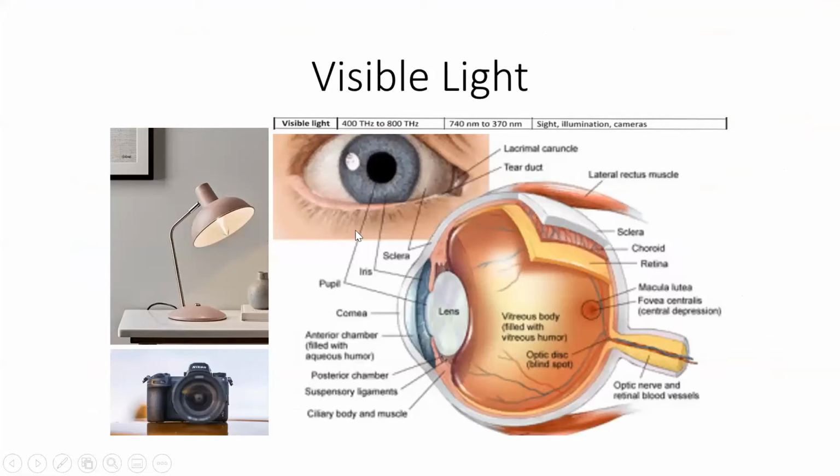Okay, visible light. People always forget about this one. Our eyes are sensitive to visible light, so we can see. Lamps also emit visible light, which obviously we can see as well. And cameras. So they're always good answers: eyesight, illumination or lights, and cameras.